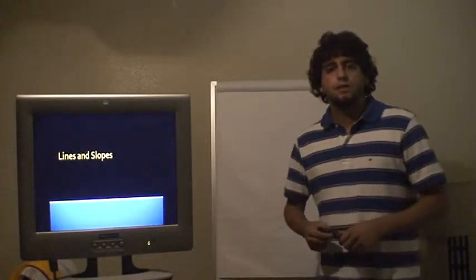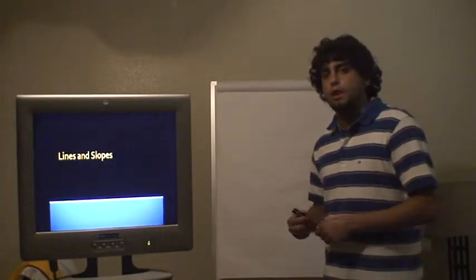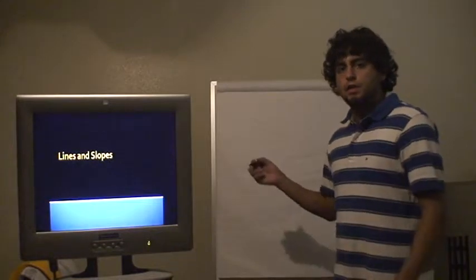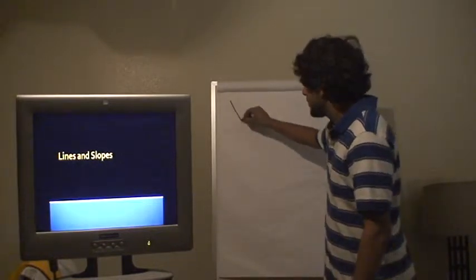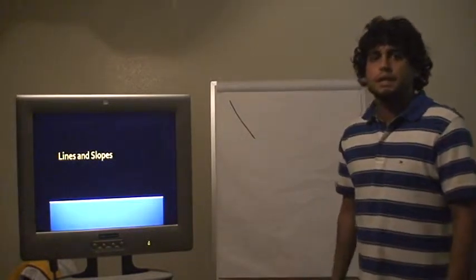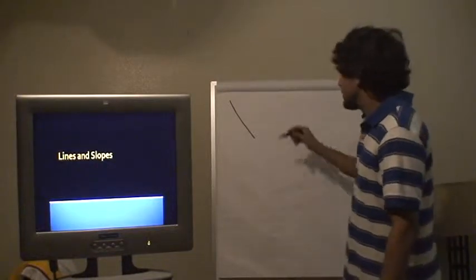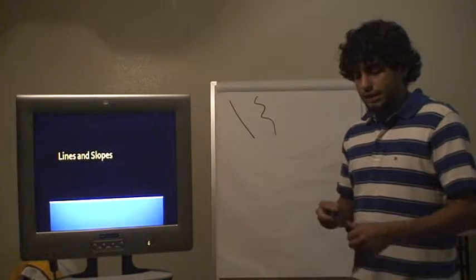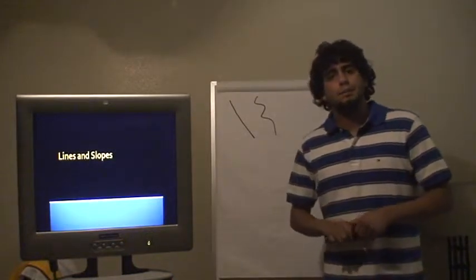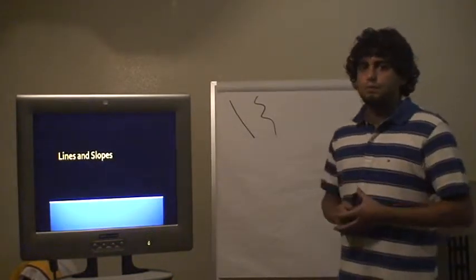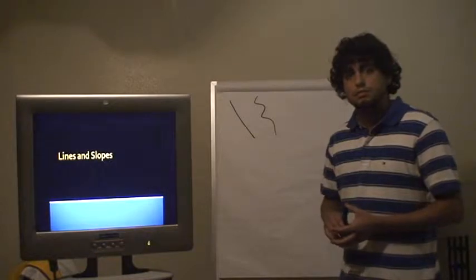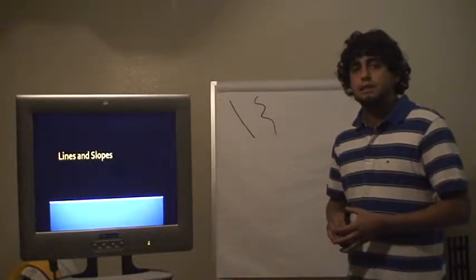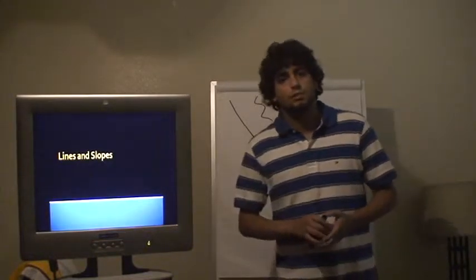Alright class, so I'm going to start today by writing a little bit on the whiteboard. Does anybody know what this is? That's right, that's a line. What about this? Okay, yeah, that's a line too. Now, does anybody know why these two are both considered lines? Nobody? Okay, good. Well, this is what we're going to be talking about.